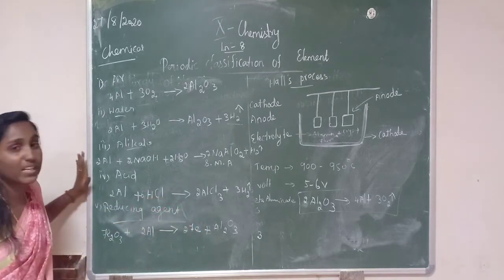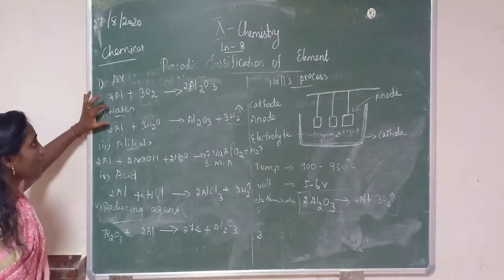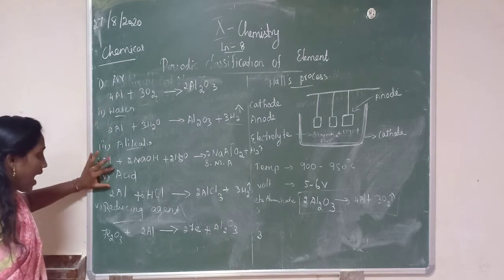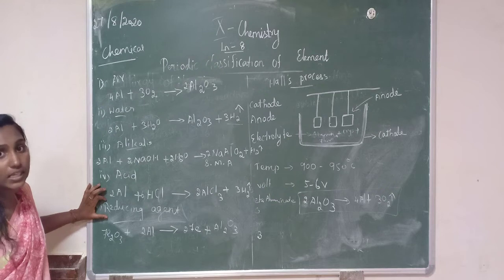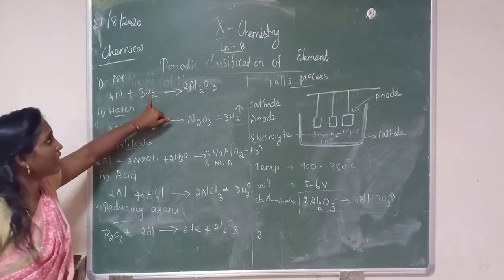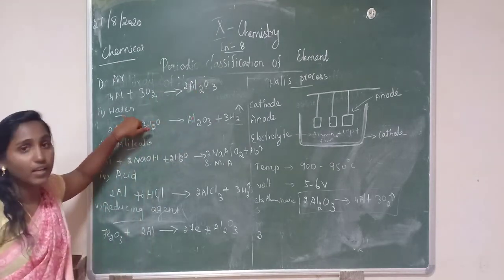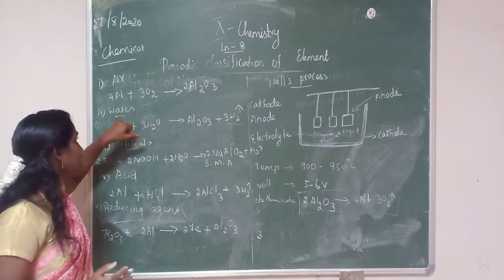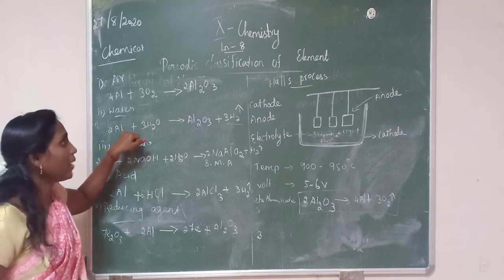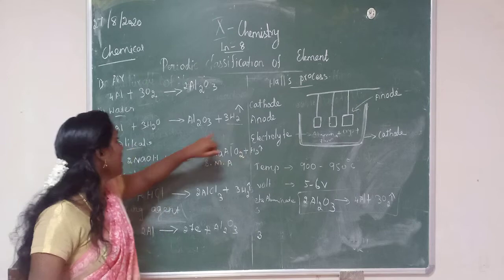So, 5 chemical properties we discussed in this class. What are the properties? Reaction with air, reaction with water, reaction with alkalis, reaction with acid, reaction with reducing agent. When aluminium reacts with oxygen gas, it forms aluminium oxide. Water does not react with aluminium, so steam is passed through red hot aluminium, and due to the formation of an oxide layer, hydrogen gas is liberated.